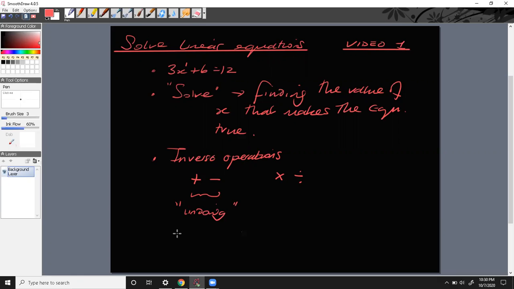So for example, 2 times 3 is equal to 6, and 6 divided by 3 is equal to 2. So what we have done is we have reversed the operation here and here. So that is what is meant by inverse operations. So solving linear equations, then, we're finding the value of x that makes the equation true using inverse operations. So that's an introduction. So now let's look at some examples.